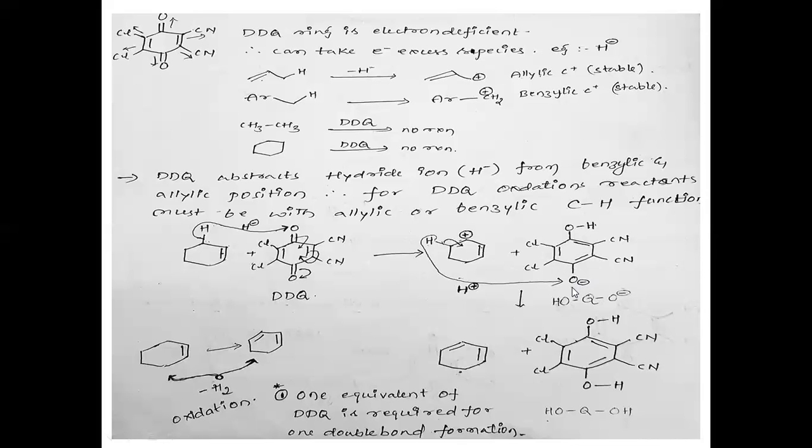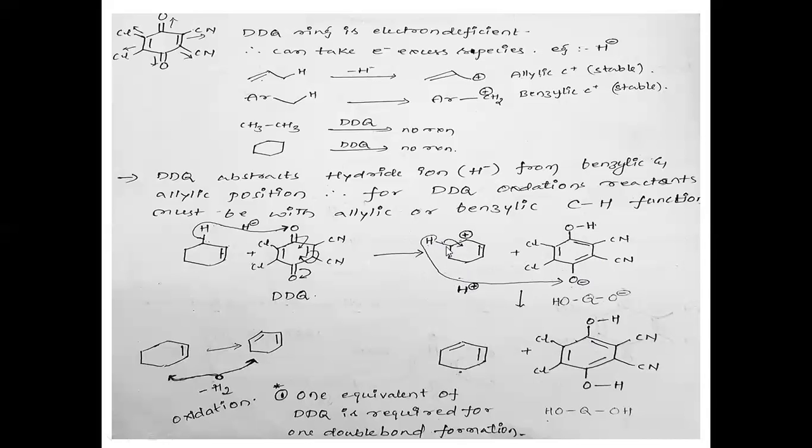This oxide again abstracts hydrogen from the alpha position of the allylic carbocation. Here the hydrogen is abstracted in the form of a proton, H plus, since we have the O minus oxide state. So one of the hydrogens is abstracted as H minus, and the other as a proton.